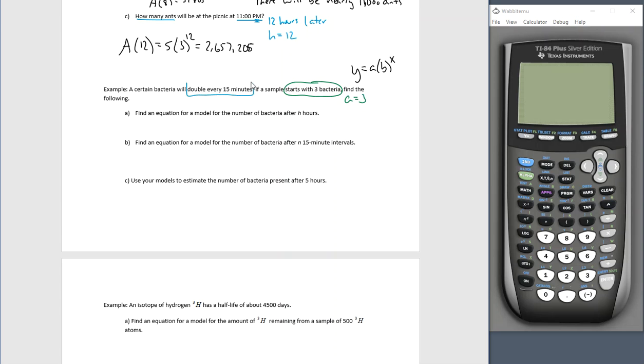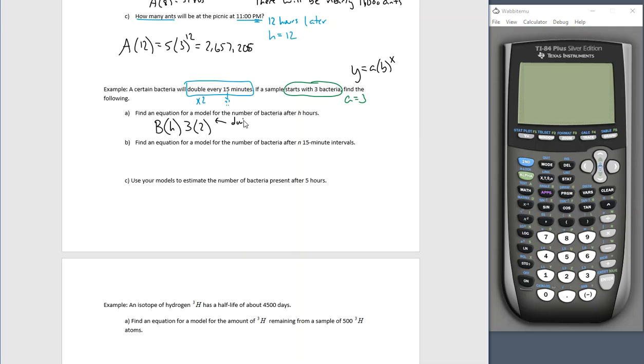Double every 15 minutes. So this is a little challenging. Times 2, but this, I don't know, let's see. Find an equation for a model of the number of bacteria after H hours. In terms of H hours, we start with 3 and it doubles, but it's not doubling every hour, right? Let's work on this finding H.